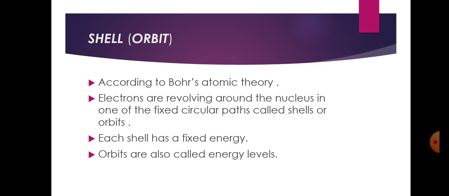First of all, we discuss the shell. Shell or orbit. We can also say shell, orbit, or energy level. According to the Bohr atomic theory, electrons are revolving around a nucleus in one of the fixed circular paths called a shell or orbit. Each shell has a fixed energy. These orbits or shells are also called the energy levels.